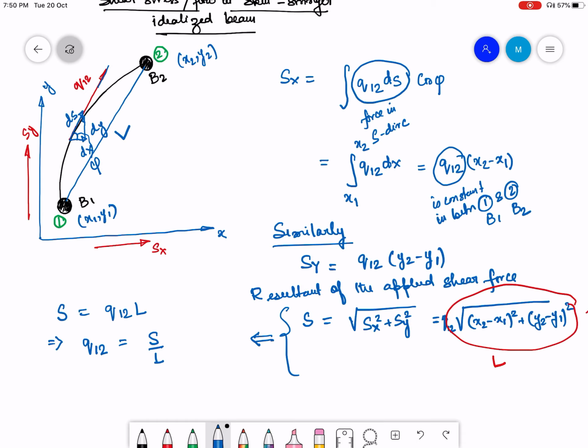This is an important corollary that we should keep in mind, and it will be very handy when we are trying to analyze or solve the problem of an aircraft component with a skin-stringer idealization. Let me call it equation 1. Now let us see how to find the shear center of a curved component of an aircraft.